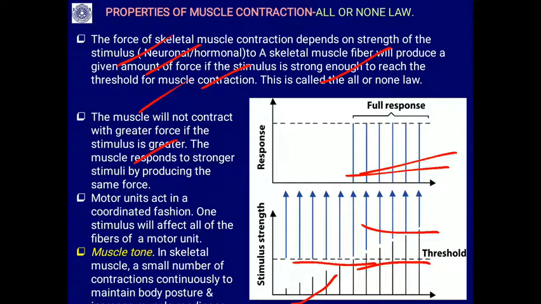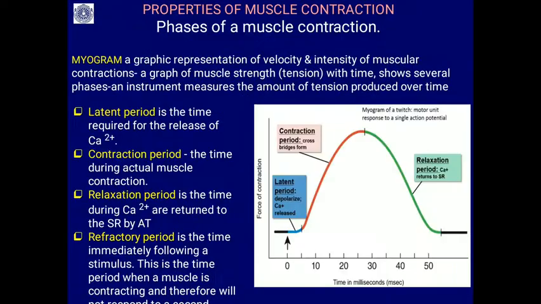So, what is muscle tone? Muscle tone means the skeletal muscle maintains a small level of contraction to maintain the body posture. Even if you are not doing any physical work, there is a small level of contraction to maintain the posture, sitting posture, standing posture, and the sleeping or lying down posture.